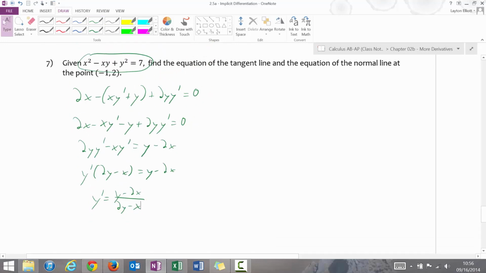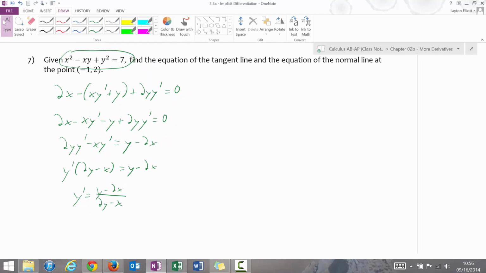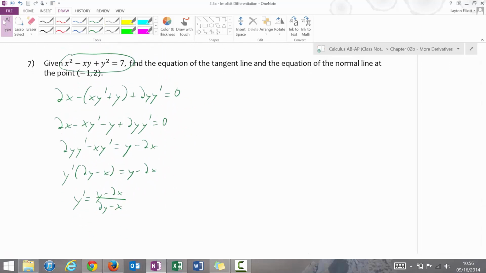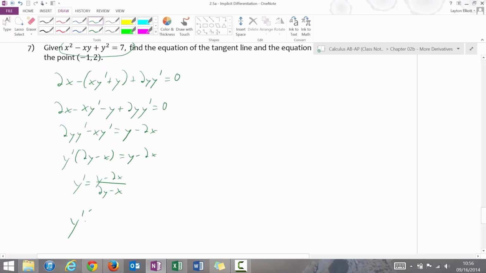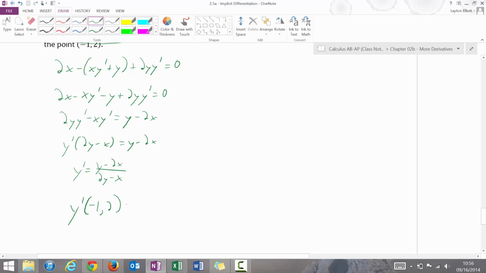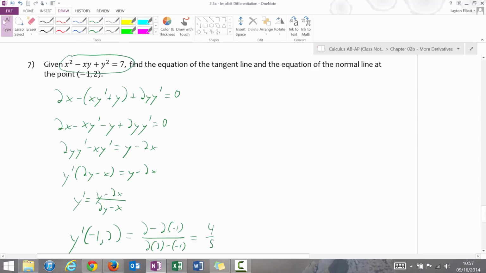Whew. Okay, so it wants the equation of the tangent line at the point. Well, I should at least figure out what y prime of negative 1, 2 is. That's actually an acceptable notation to show that we're plugging negative 1, 2 into y prime. So I got 2 minus 2 times negative 1 over 2 times 2 minus a negative 1. And that's going to be equal to 4/5.